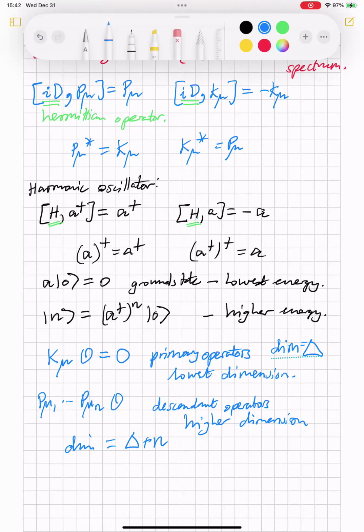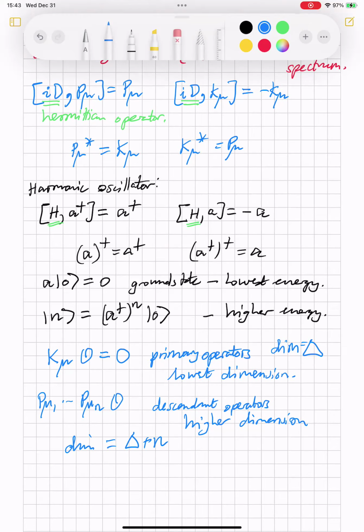Now, in fact, what you can do is you can organize the entire Hilbert space. Remember, we said the local operators give you a Hilbert space structure. You can organize that entire Hilbert space structure into a collection of primary operators together with their descendants. And these primaries, together with the descendants, will actually span the complete Hilbert space. And it turns out that this organization is very useful.